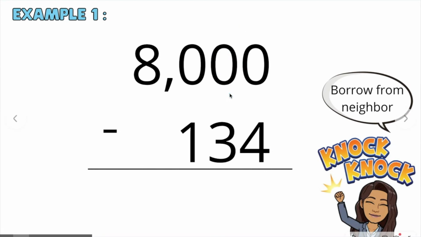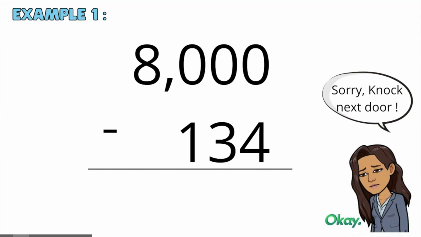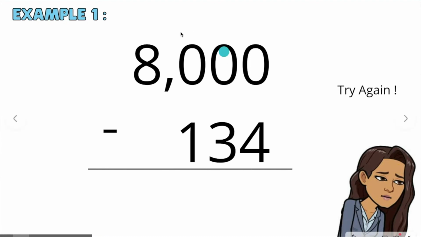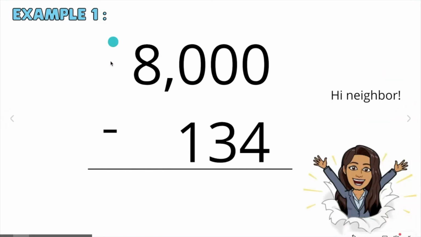Knock, knock. Uh-oh. It's a 0. There are no ones to borrow. Sorry. Knock next door. We'll have to try again. This is also a 0. Now we can go ahead and borrow. We have the number 8. Let's go ahead and borrow from the number 8.